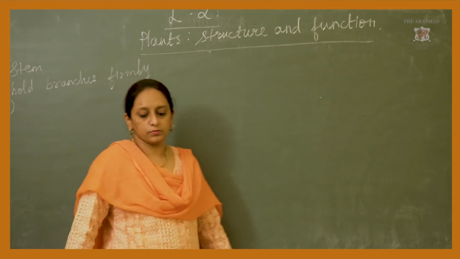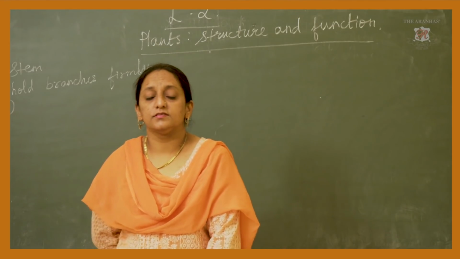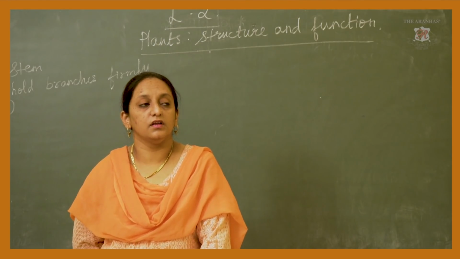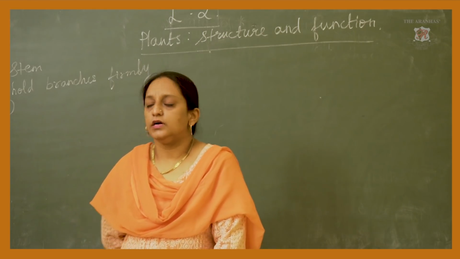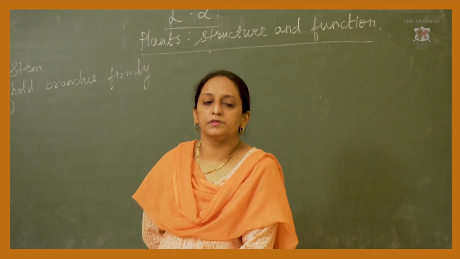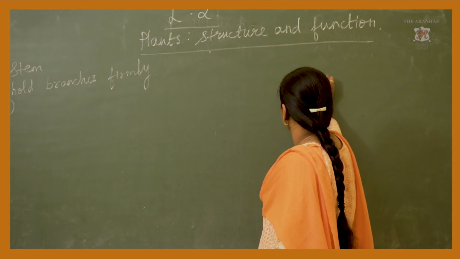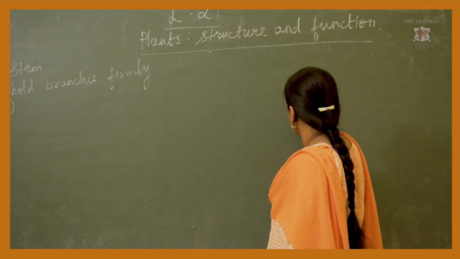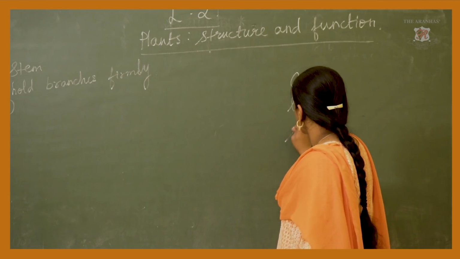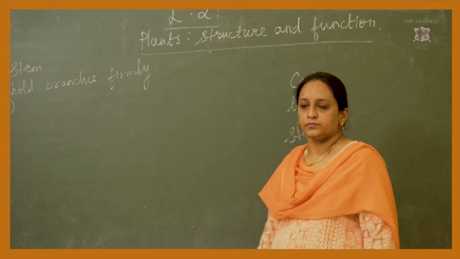Then according to you all, what must be the second function of the stem, students? See, photosynthesis. Stem is green in color, leaves are green in color. So, in some specific plants, the stem performs photosynthesis because they don't have leaves. In lesson number 1, we have seen cactus. Cactus does not have leaves. So, the stem of cactus performs photosynthesis.